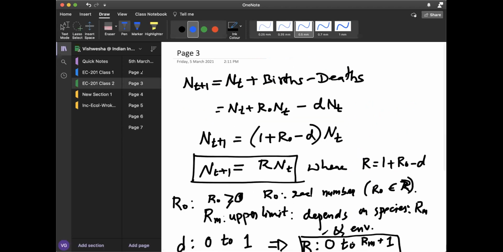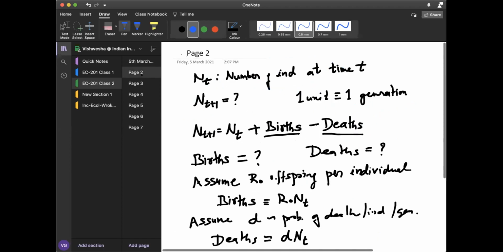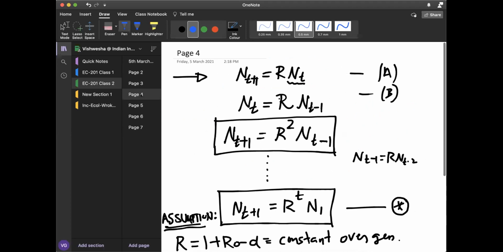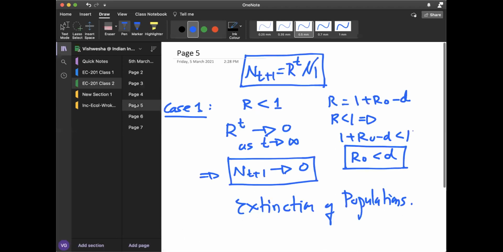So what have we done so far? Let's go through this, right? We started with the number of individuals at some time t, and we were trying to see how this population progresses over time. Then we wrote down this expression: N t plus 1 is equal to R times N t. Based on the assumption that R is constant over generations, we wrote this expression that connects the population size at t plus 1 and 1. And we have now studied three cases. What if R was less than 1?